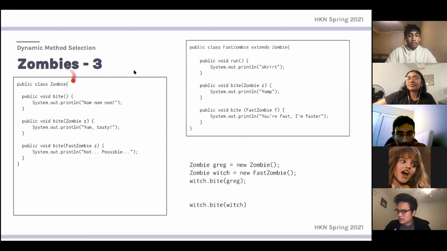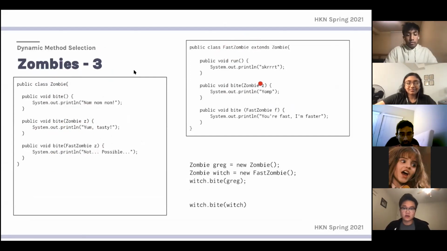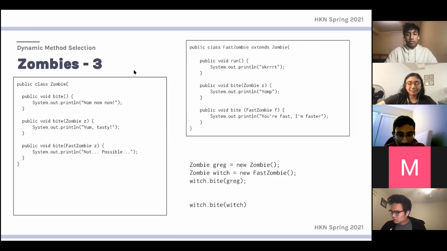So we've got a Zombie class and we've got a FastZombie class. Each of these has two bite methods that take in different parameters. Say the Zombie class has a bite method that takes in a Zombie and a bite method that takes in a FastZombie. The FastZombie class also has a bite method that takes in a Zombie and a bite method that takes in a FastZombie.